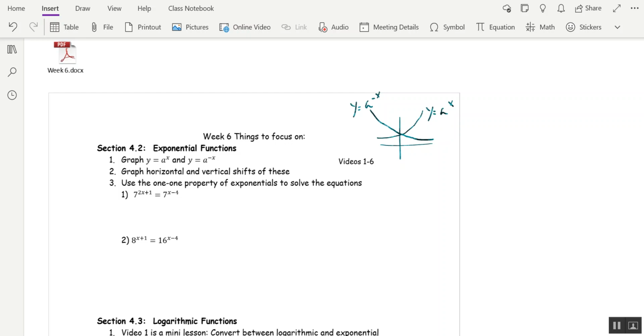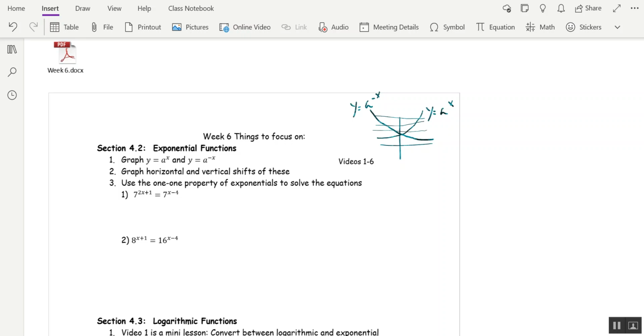There are no videos for the equations that you have to solve in this homework, so I wanted to just walk you through what's going on there. These are 2 examples from your homework. The instructions: use the one-to-one property of exponentials to solve the equations. Now, exponential functions are one-to-one. They pass the horizontal line test.